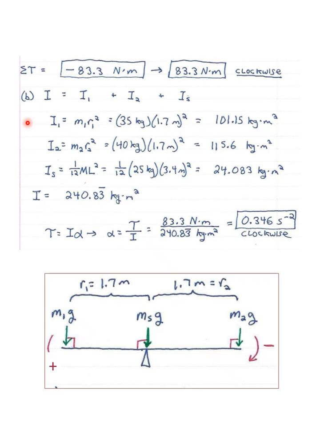Child number one is a mass that's a certain distance from the pivot. So that's m1 r1 squared. We plug those values in, and we get 101.15 kilograms meters squared. Child number two, same thing, a mass that's a certain distance from the pivot: m2 r2 squared, plug those in, we get 115.6 kilograms meters squared. We also have to account for the seesaw itself.